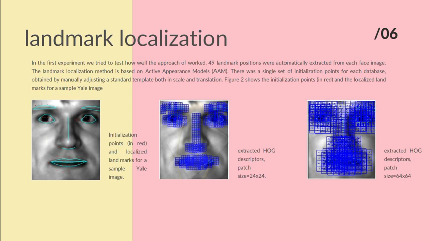Then the experiment involves extracting histogram of oriented gradients descriptors from the image. These descriptors are crucial in capturing the edges of the images. Two different patch sizes were used for extraction. You can see the second image is 24 cross 24 and the third one is 64 cross 64, varying in sizes. The variation in sizes and this extraction and representation of the facial features can be clearly visible in the last image.